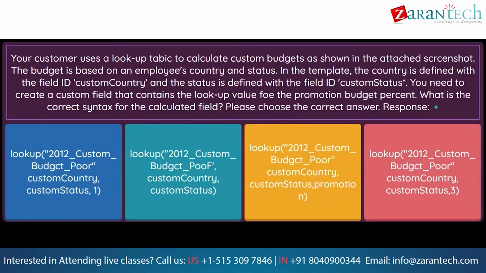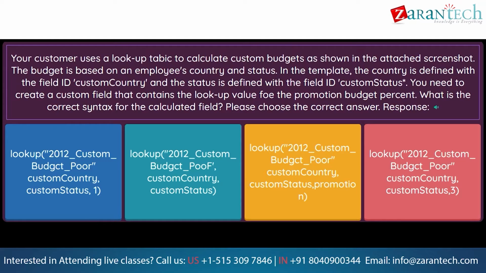Question: your customer uses a lookup topic to calculate custom budgets as shown in the attached screenshot. The budget is based on an employee's country and status. In the template, the country is defined with the field ID custom country, and the status is defined with the field ID custom status star.